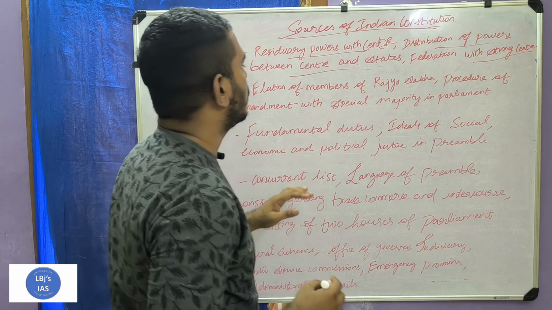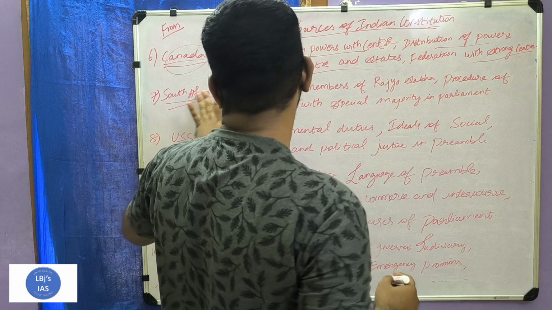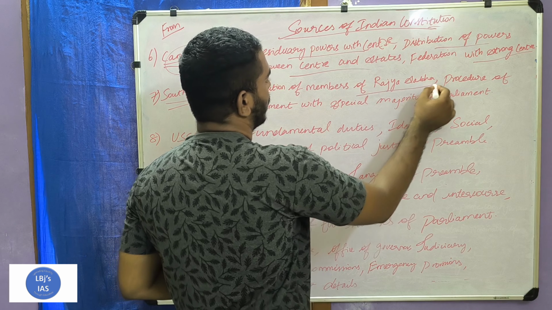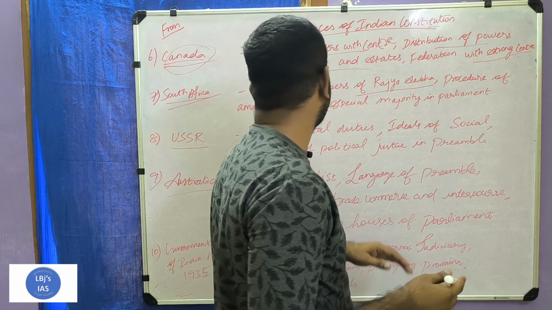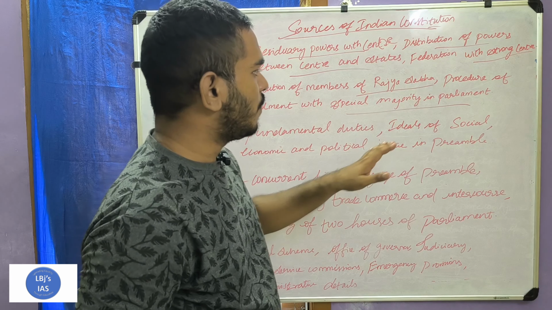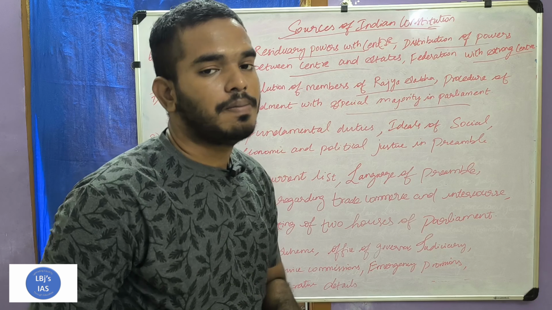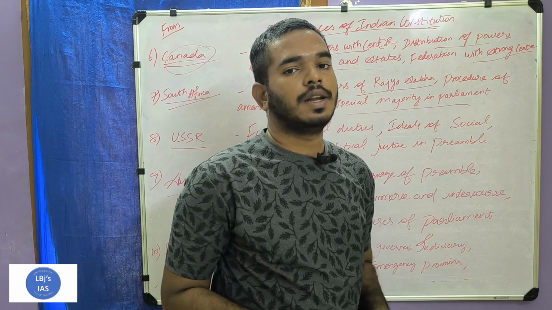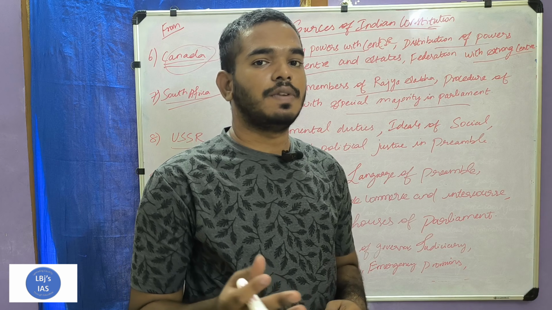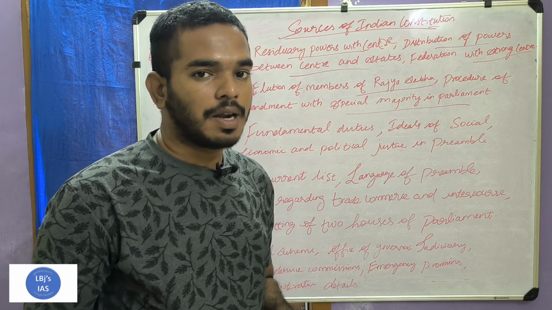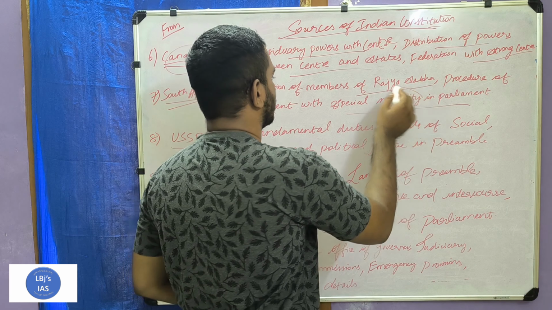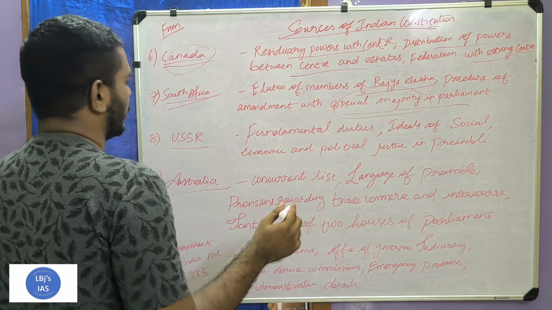Next are the constitutional provisions that were drawn from the South African Constitution. Election of members of the Rajya Sabha and their procedures. Amendment of the constitution with a special majority. As we discussed in our previous videos relating to the amendment of the constitution, we see that the constitution can be amended with a special majority. So that special majority provision was drawn from the constitution of South Africa.